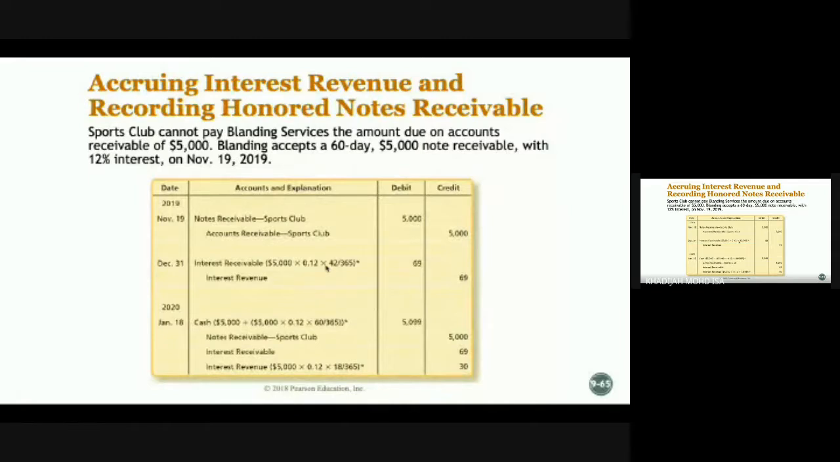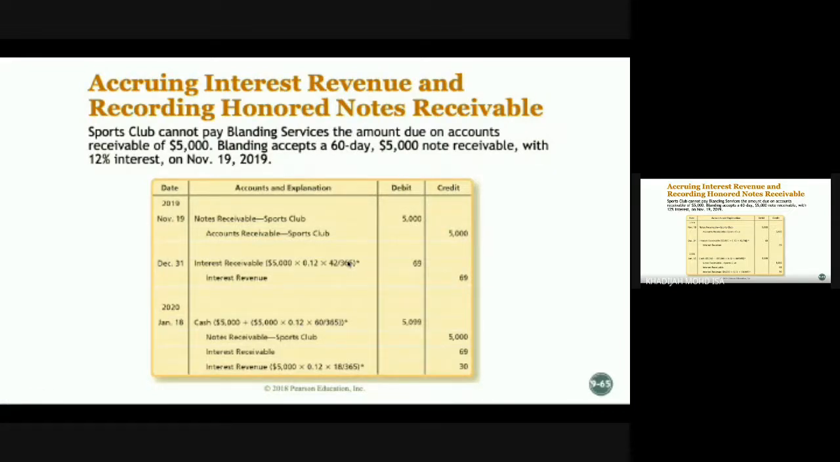All right, this is the same example, but in this case, they put it as 60 days. So when you have 60 days, you have to divide over 365. So the interest is 12% per annum times 42 over 365, which is the period from November 19 until 31st of December.